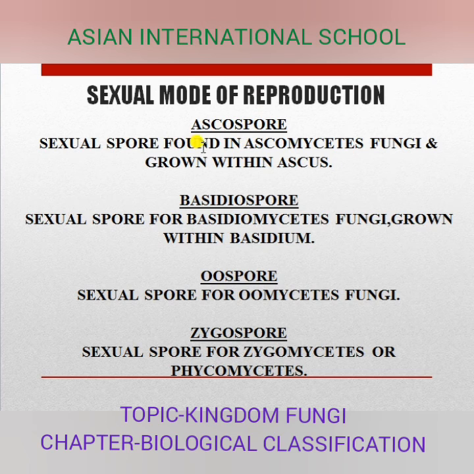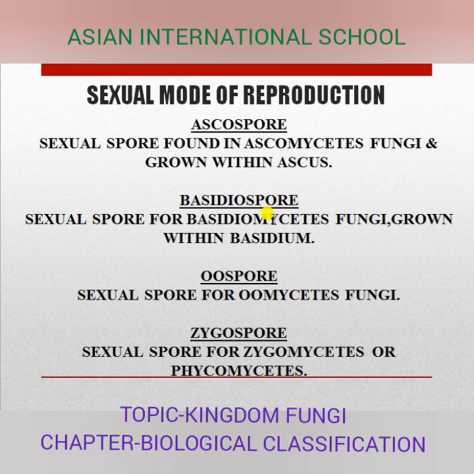First of all, ascospore. This is a sexual spore, which is commonly found in one kind of fungi, the ascomycetes. In the next slide we will discuss this, but keep in mind that in ascomycetes fungi, the spore generally grows within a fruiting body, a reproductive structure of fungi, commonly known as the ascus. So in ascomycetes fungi the spore is the ascospore, and the fruiting body within which the spores are produced is the ascus.